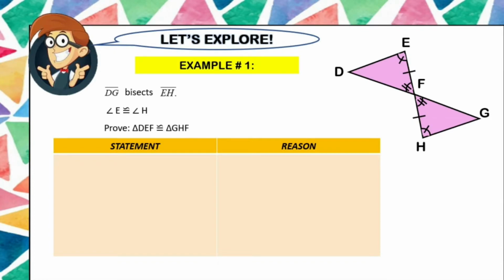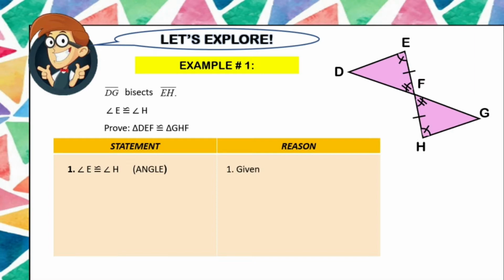Now, let us have an example on how to prove triangle congruence using ASA postulate. Given segment DG bisects segment EH and angle E is congruent to angle H, let us prove that triangle DEF is congruent to triangle GHF using the two-column proof. For statement number 1, angle E is congruent to angle H. And the reason is because it's already given.